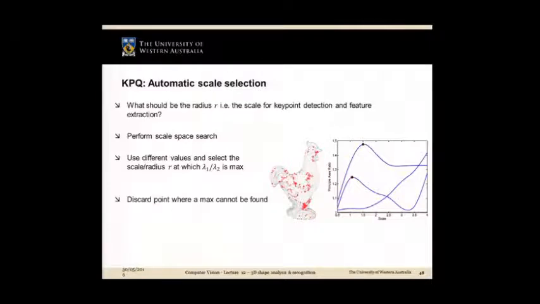The good thing is this key point detector actually comes with this facility. It gives you a different scale, and they use different values of the radius r. Radius is basically the size of the patch. They use different radius values 1, 2, 3, 4, 5, 6, and they compute this ratio lambda 1 by lambda 2, and the radius that gives the maximum value of this ratio, they select as the size of the patch. And of course, for different points, they get different sizes.